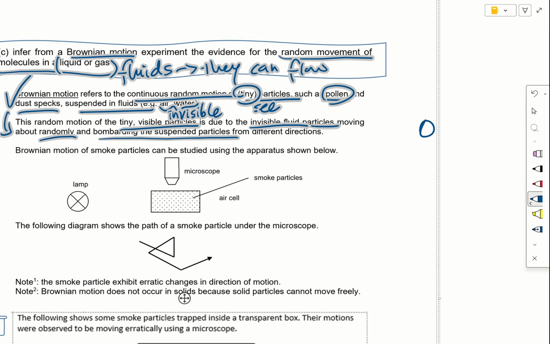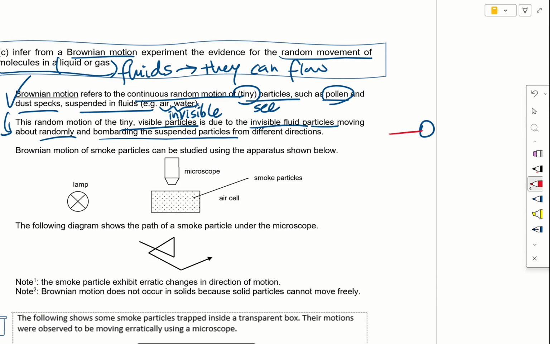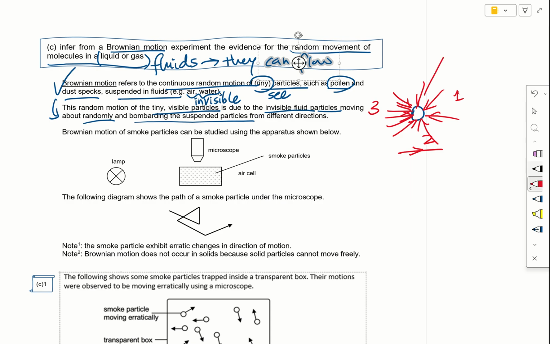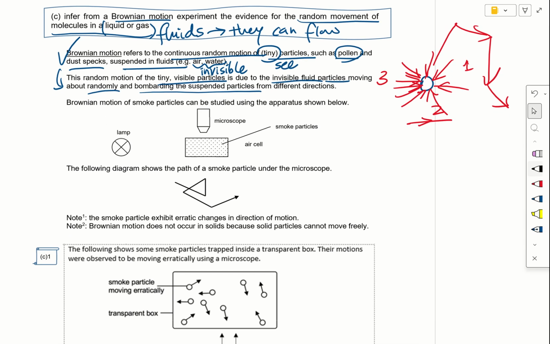So maybe this is a flower pollen. At any one time, maybe there are three air particles colliding with it from the left, and one air particle hitting it from the right. So the resultant will be 2. He will move to the right, but after that it may change. The number of particles that collide with it will be different, and also the directions will change. Therefore this haphazard, random motion is Brownian motion.